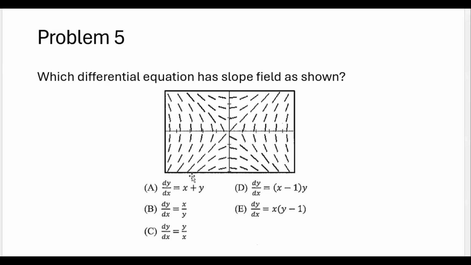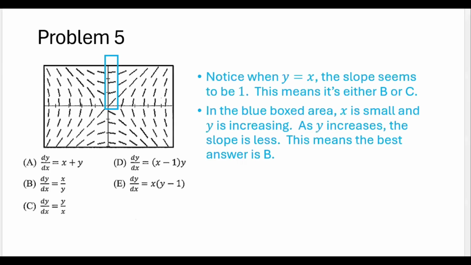So see how looking for patterns helps us eliminate over half the choices already, or pretty much half the choices. It's an odd number here. Okay, so it's B or C.